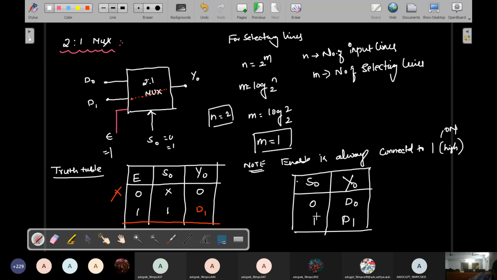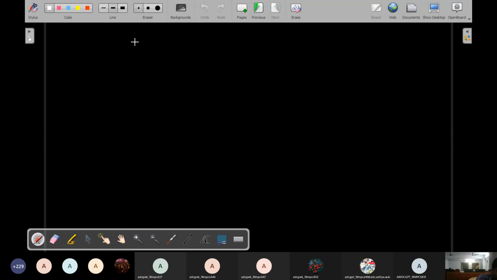Is it clear, everyone? Is it clear, everyone? Okay, now the Boolean expression.